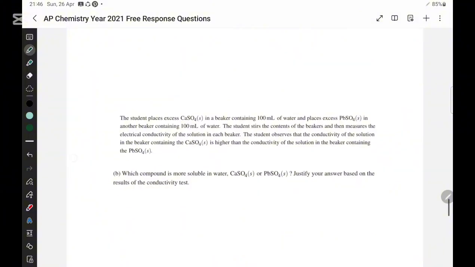So in the next question, they are saying the student places excess calcium sulfate in a beaker containing 100 milliliters of water and places excess lead sulfate in another beaker. So in one beaker he has placed calcium sulfate, and in another beaker he has placed lead sulfate. Then the student stirred the contents of the beakers and measured the electrical conductivity of the solution in each beaker. The student observed that the conductivity of the solution in the beaker containing calcium sulfate is higher.